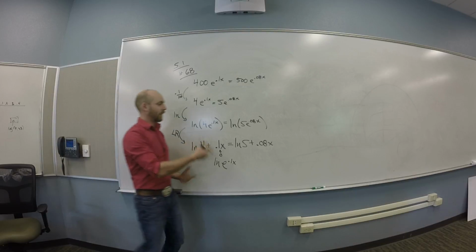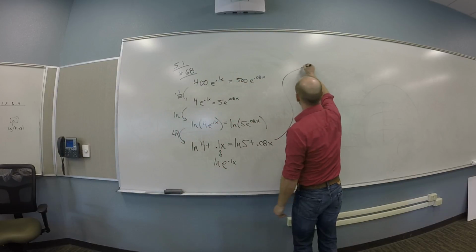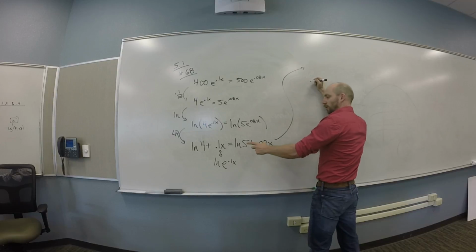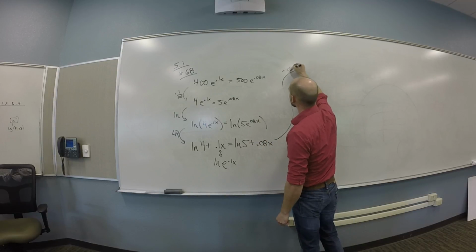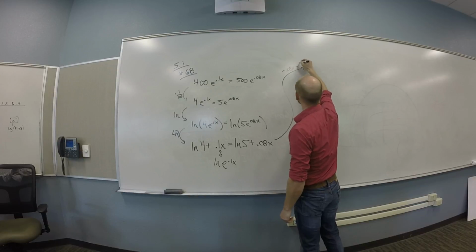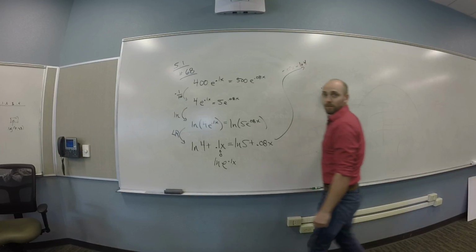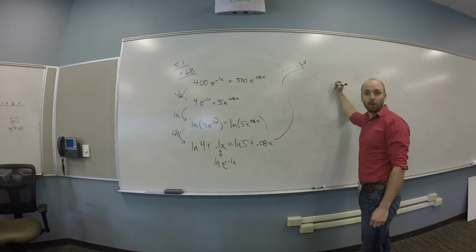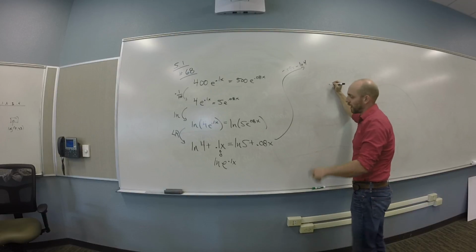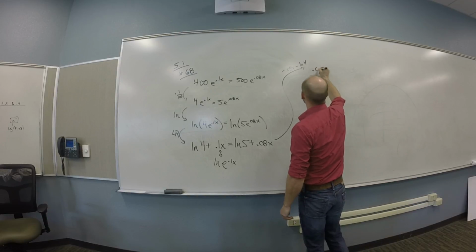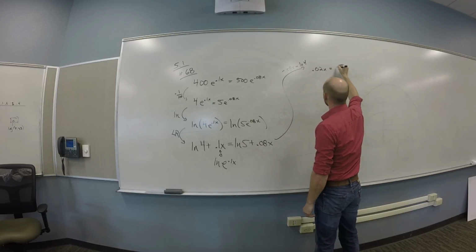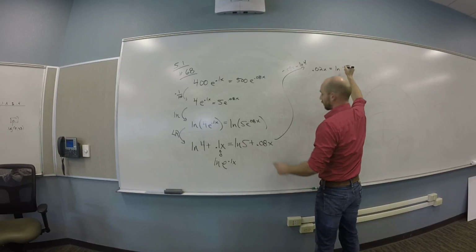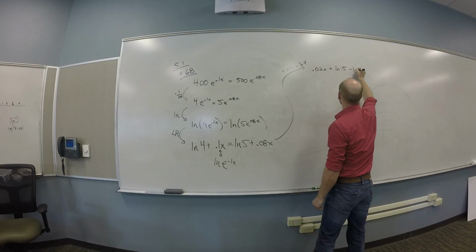You just have to fiddle about a little bit. So I'm going to subtract 0.08x and subtract log 4 from both sides. So I will get 0.02x equals log of 5 minus log of 4.